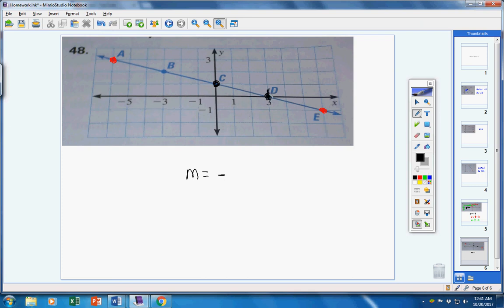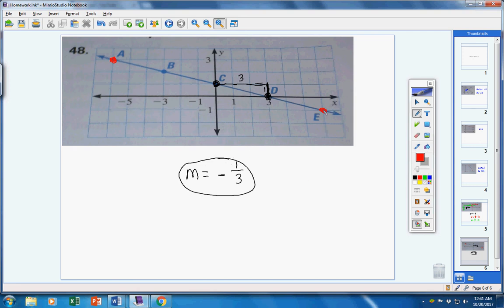Okay? Now, I'm going to start here. I'm going to rise, then I'm going to run. Now my rise is 1, from here to here is 1. And my run is, start here, count as you move, 1, 2, 3. So my rise is 1, my run is 3, so rise over run. So the slope of this line, using the 2 black points, excuse me, is negative 1/3.